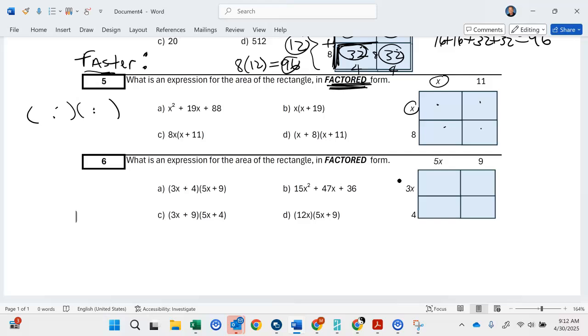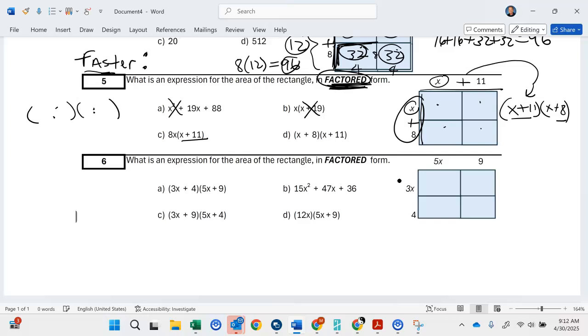Now, easier when you have factored, it's easier just to go take this x plus 11, x plus 8, because the distance here is that, like that. And then we can go x plus 11, which is this, and then this one, x plus 8. So we want x plus 11, x plus 8. No, that does not have the parentheses. X plus 19, no. X plus 11, yes. But we need x plus 8, not that. So that's gone. So x plus 8, yes. X plus 11, yes. So that one's D, okay?